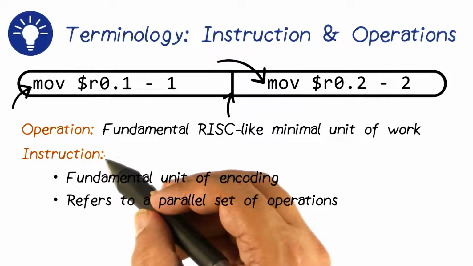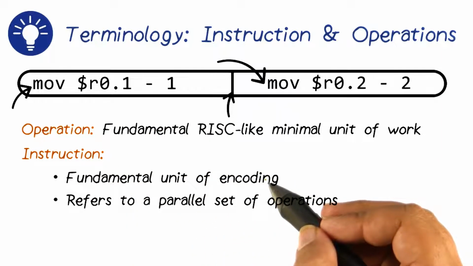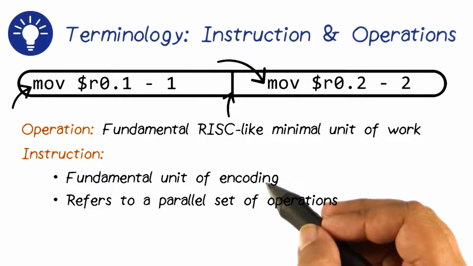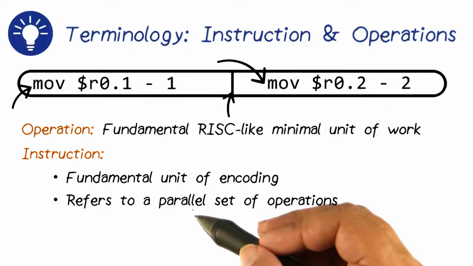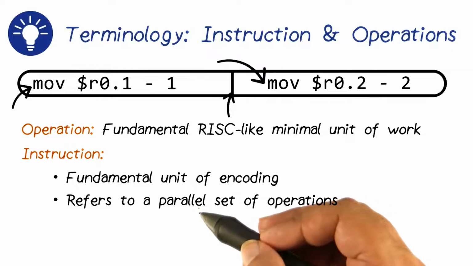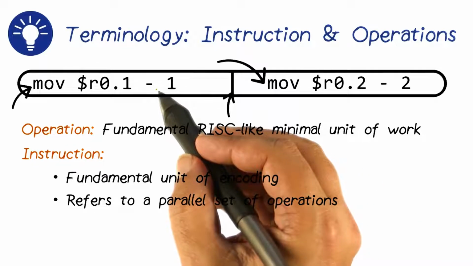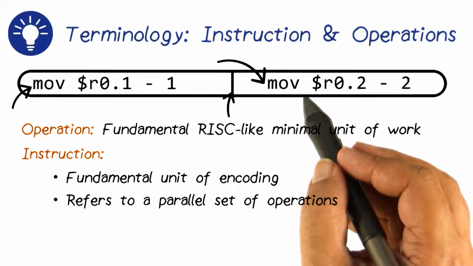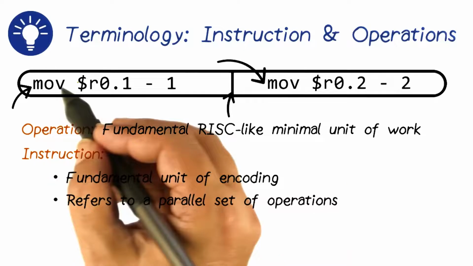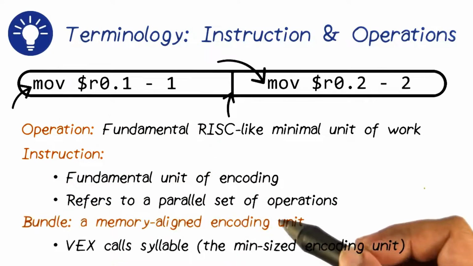So a VLIW instruction is actually a fundamental unit of encoding. In other words, it is one which executes as one entity here. And it typically consists of multiple operations which execute in parallel. For example, here we have these 2 move instructions which could execute in parallel, and that constitutes one VLIW instruction over here.